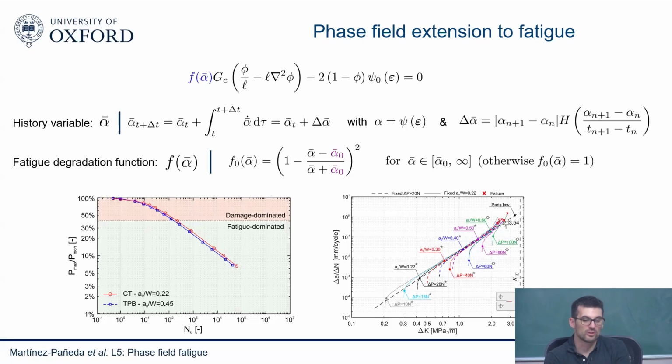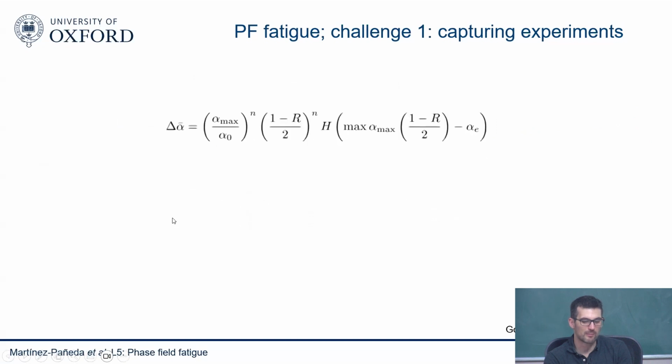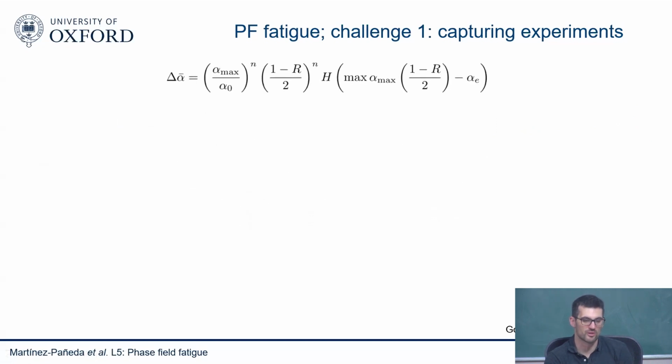So then he realized there were multiple challenges. The first one is that this is okay because this is all very qualitative, but when you try to fit experiments, this model was not good enough for him. He needed a bit more flexibility. So he changed his approach a little bit. Basically, he changed the way we accumulate this alpha, this increment in alpha, and he came up with this equation. He said, this is what I need to capture experiments.